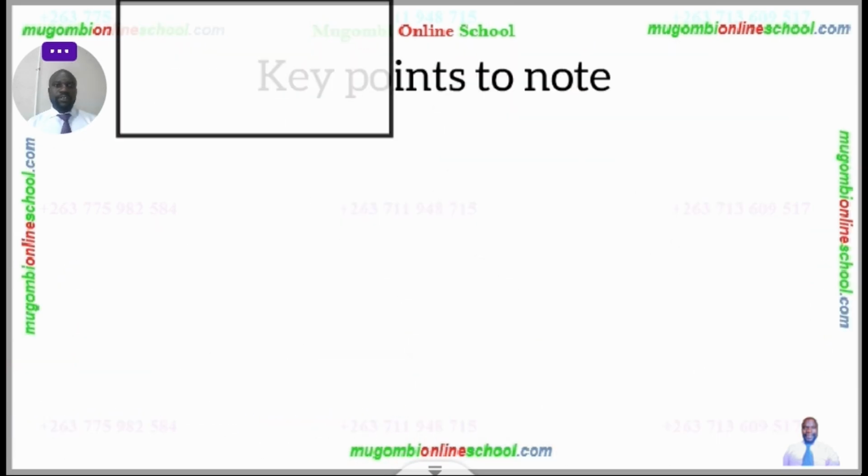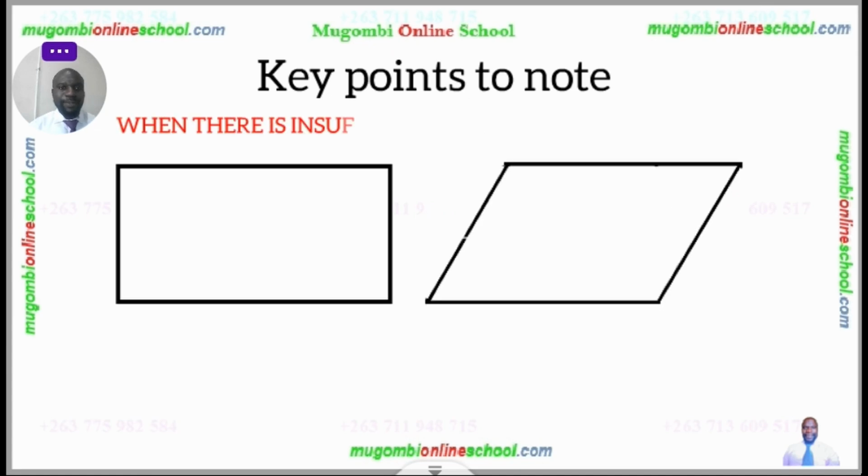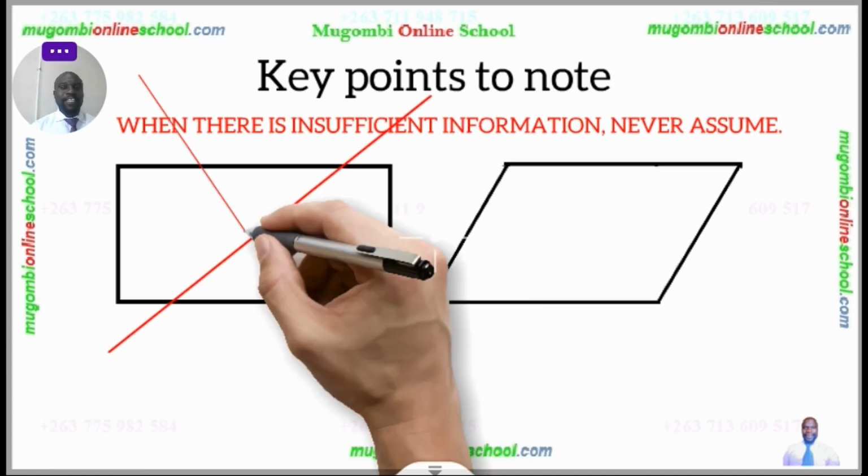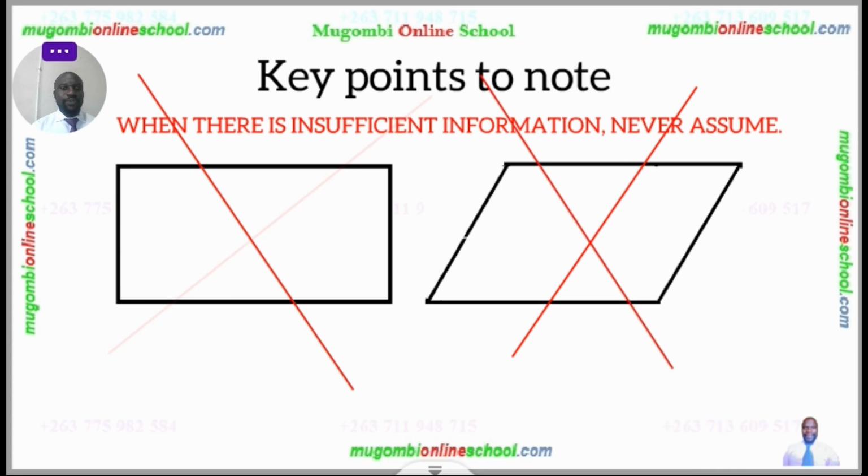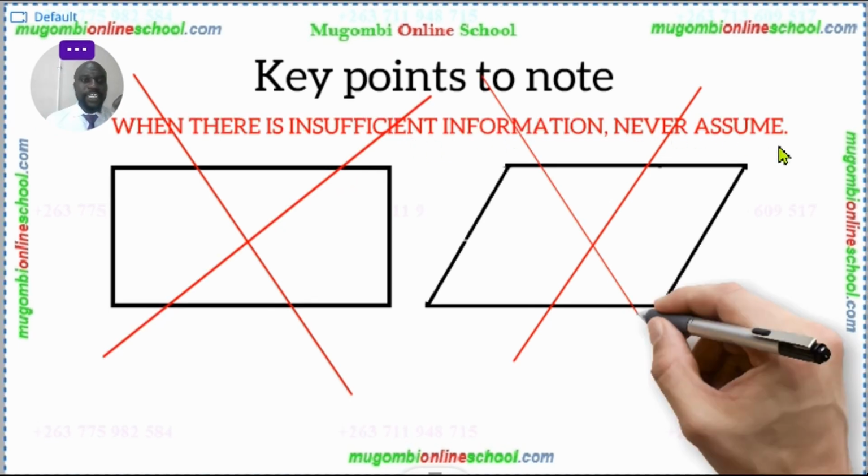Then you need to understand the key points. When there is insufficient information, never assume. Assuming without concrete evidence is not allowed in mathematics, and you will fail. You need concrete evidence to support the information for you to apply the principles of each and every aspect.